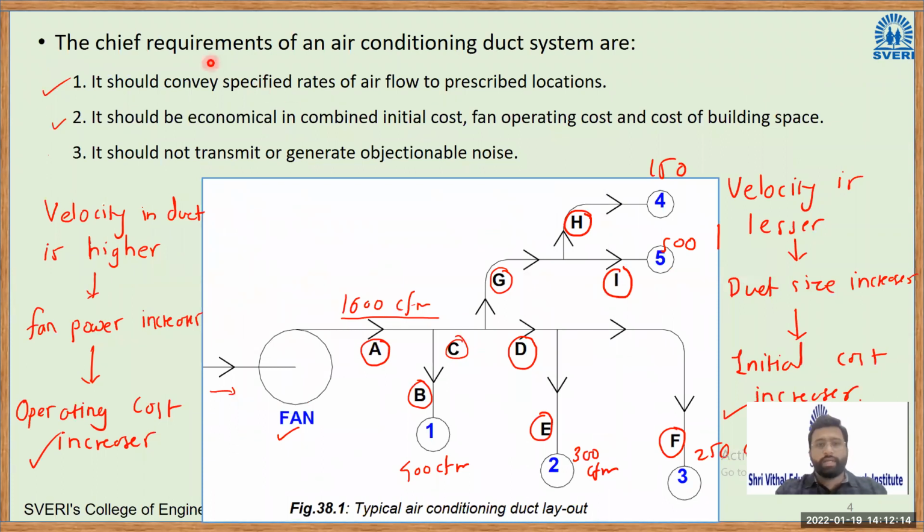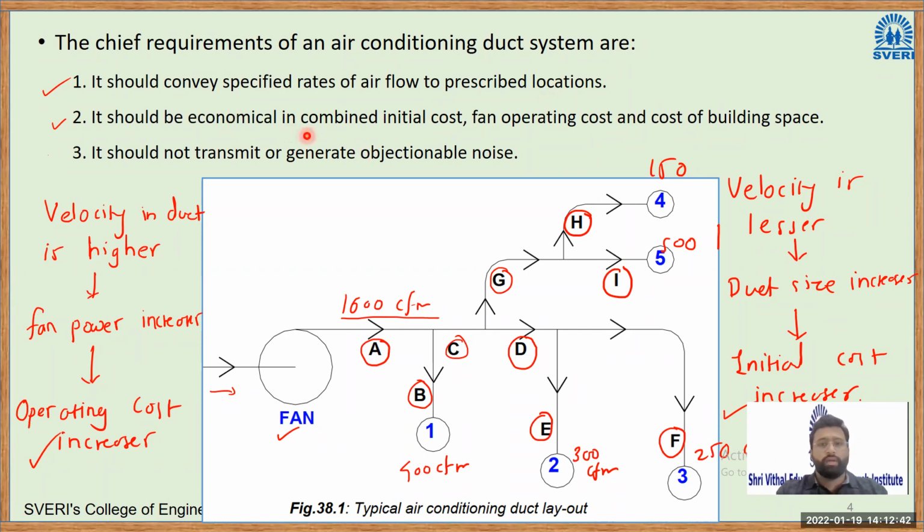So the chief requirements of an air conditioning duct system are: it should convey specified rates of airflow to the prescribed location. We have seen that for thermal comfort there are four major factors. First is air temperature, second is air relative humidity, third is air quality, and fourth is air movement. So air movement should be proper. It should not feel like the wind is blowing straight onto your face, right? We should feel a cool breeze passing through and surrounding us, right?